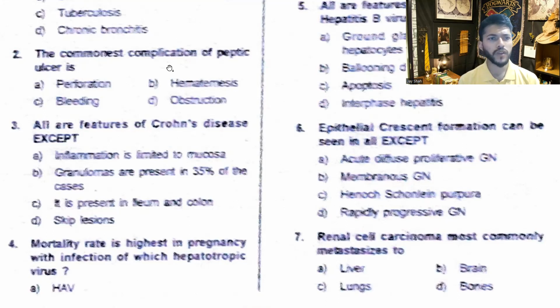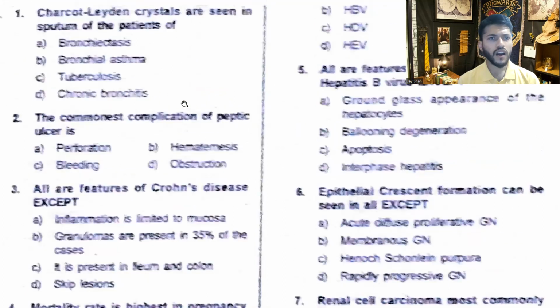Commonest complication of peptic ulcer is bleeding. Commonest complication of your Salmonella typhi ulcer is perforation. Charcot-Leyden crystals, bronchial asthma. Right. Bronchitis is Reed-Sternberg centric. Right.